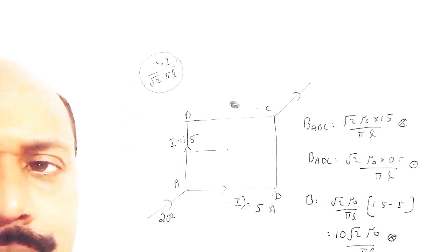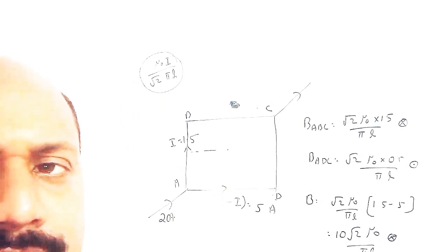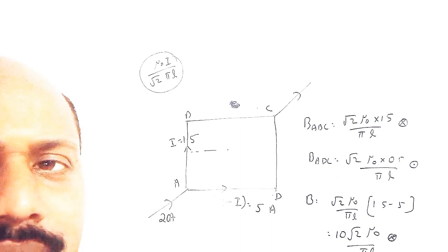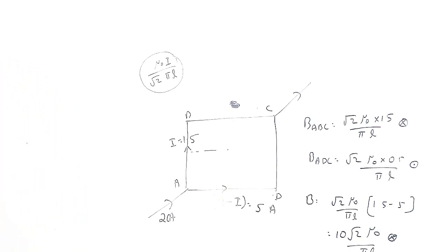11th question. A balloon is moving upward with a uniform velocity 12 meter per second. When it is at a height of 81 meter, a body of 2 kilogram mass is dropped from it. G is equal to 10 meter per second square. The body will reach the surface of Earth in how much time? How much will be the answer?